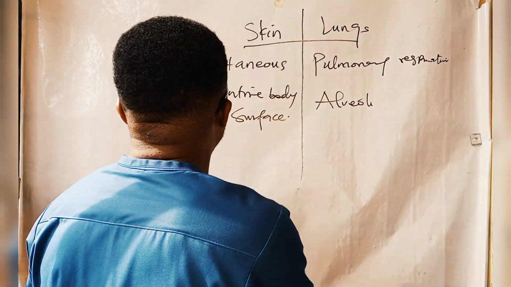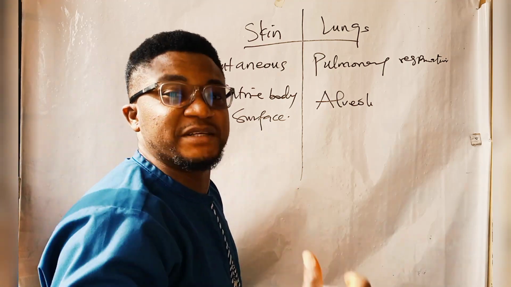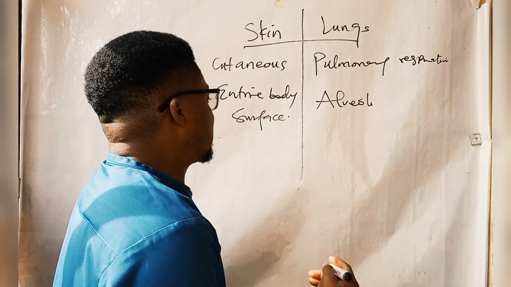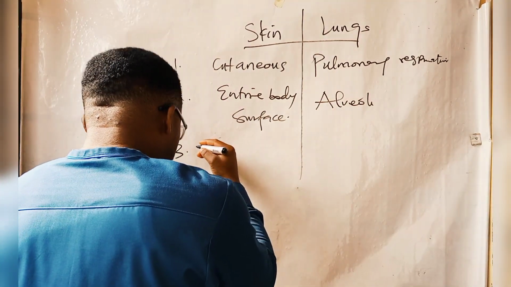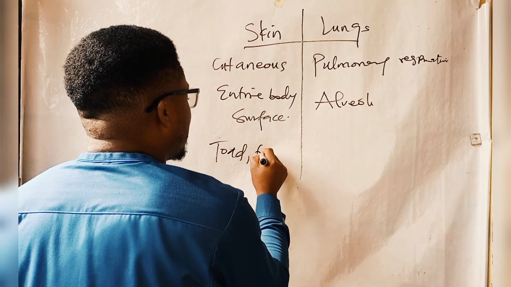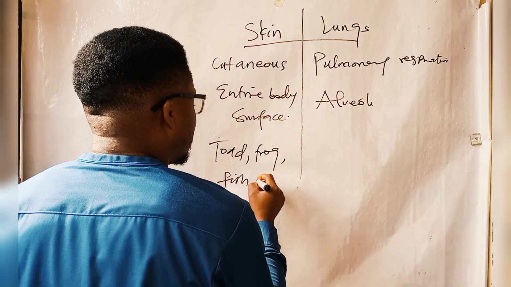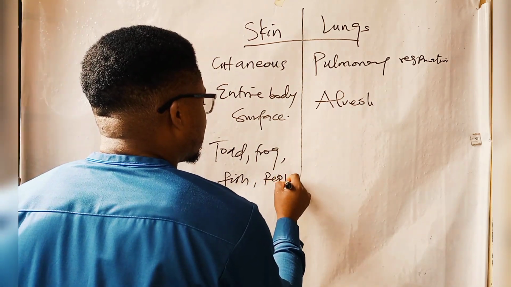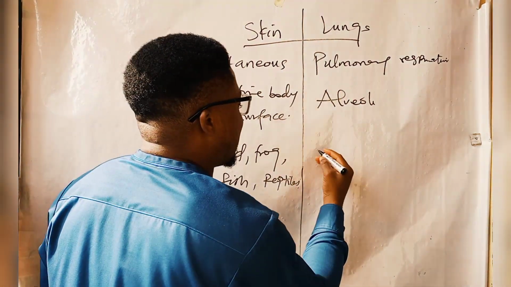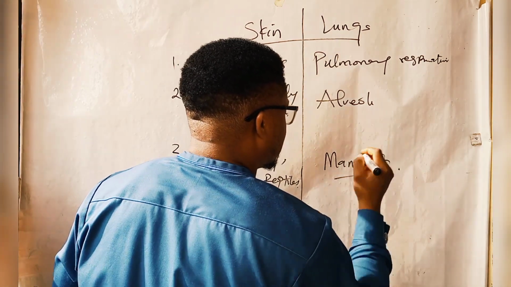Now the next one, number 3, is that in the lungs, this is basically seen in amphibians. It's basically seen in organisms, the amphibians, such as you know them. We have the toads, the frog. You can even have this in fish, in some reptiles, and so on. But when it gets to man, this happens basically with mammals.